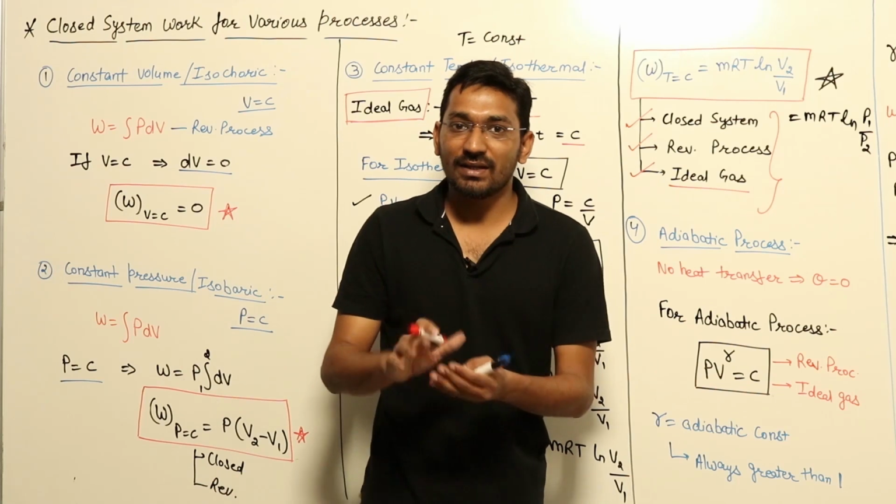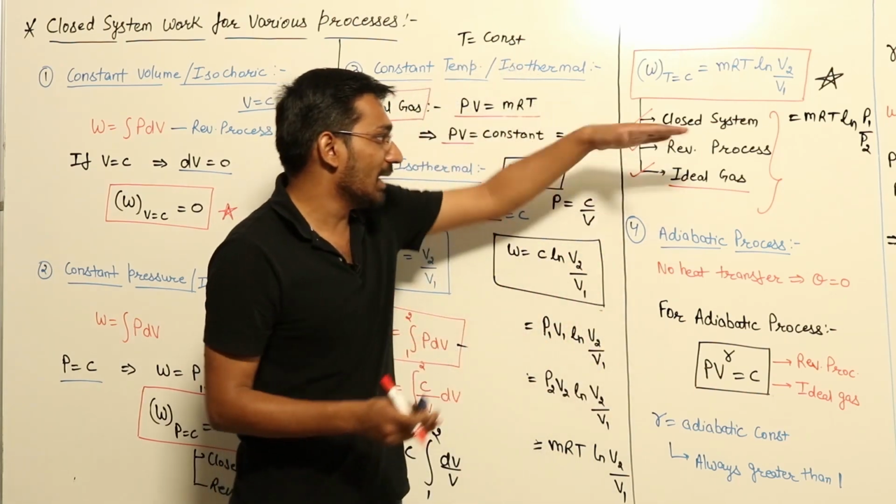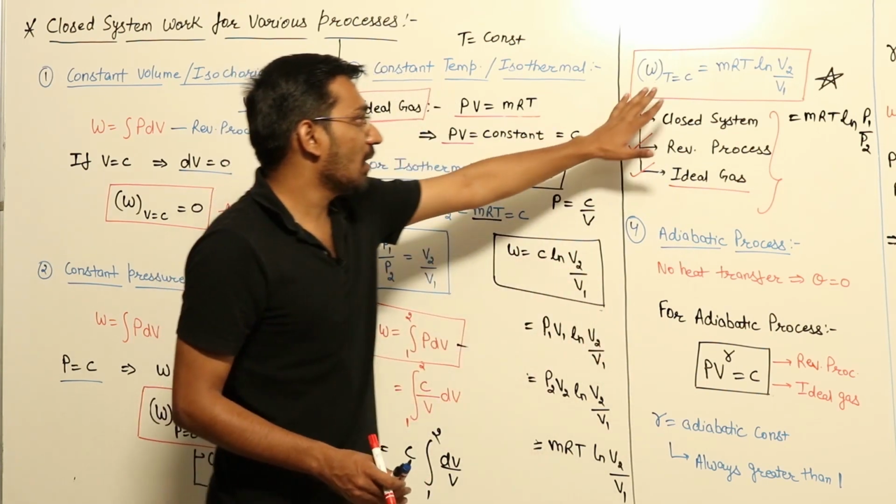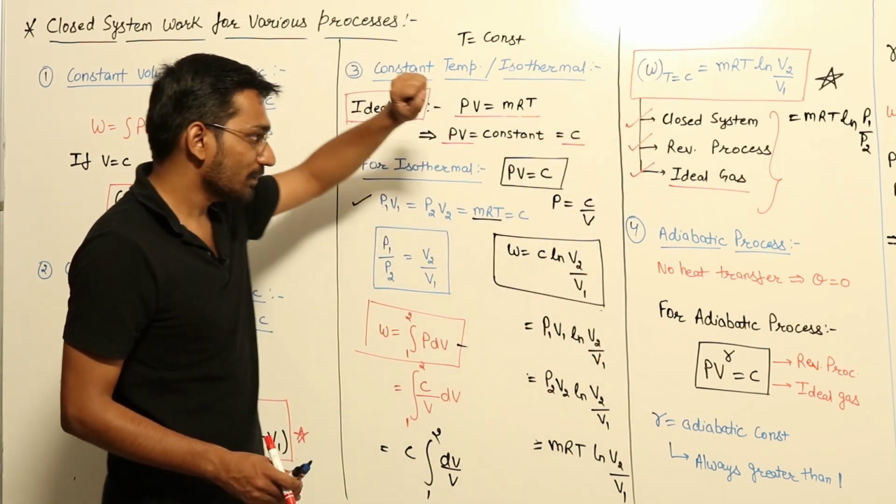If the material is another gas rather than your ideal gas, this formula will not hold good, right? So this is a constant temperature work done.